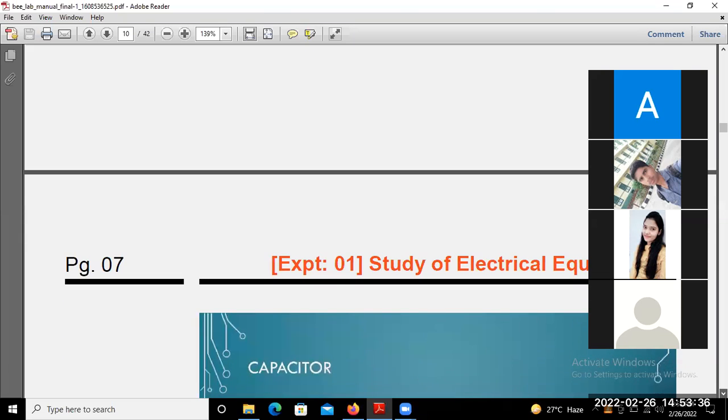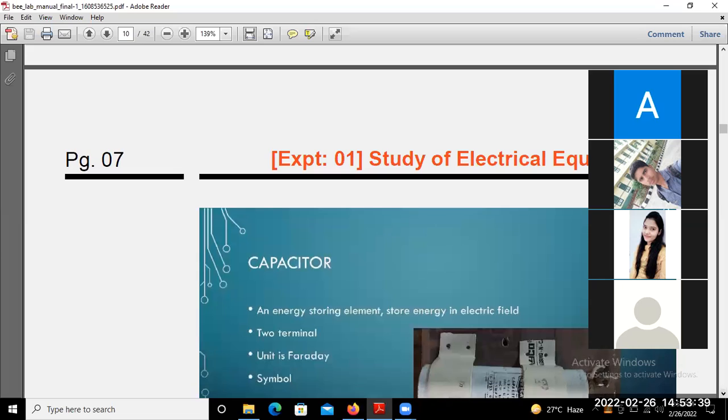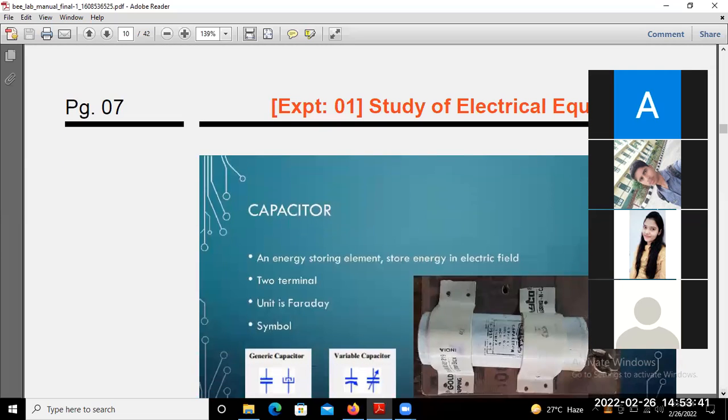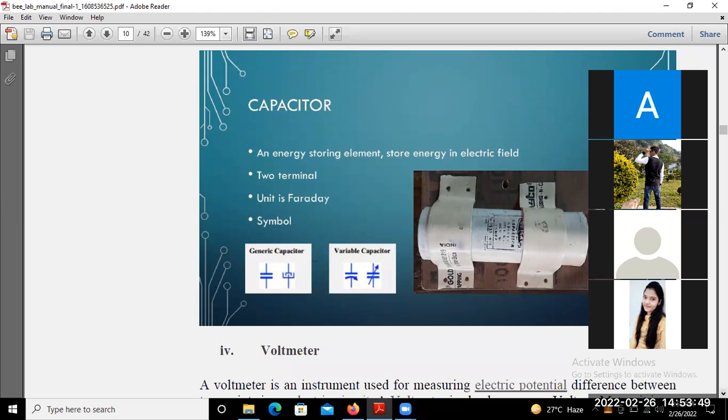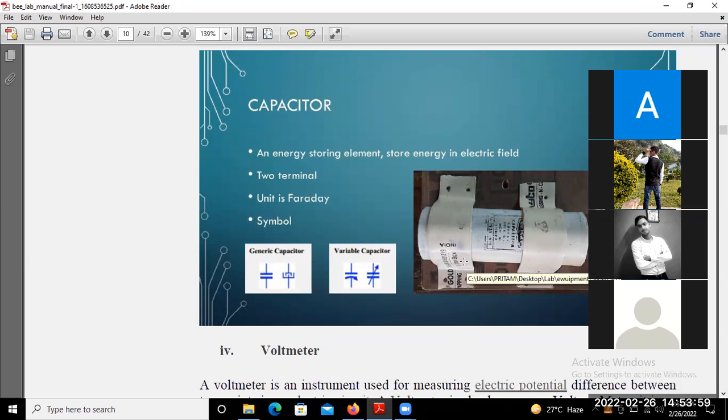And I think you know the standard notation for the capacitor. What is the unit for the capacitor? Farad. Yes. It may be represented in microfarad and millifarad. This is the notation for the capacitor, and you may see the capacitor physically in this shape. You may find it in the laboratory also, and physically in your home fan.